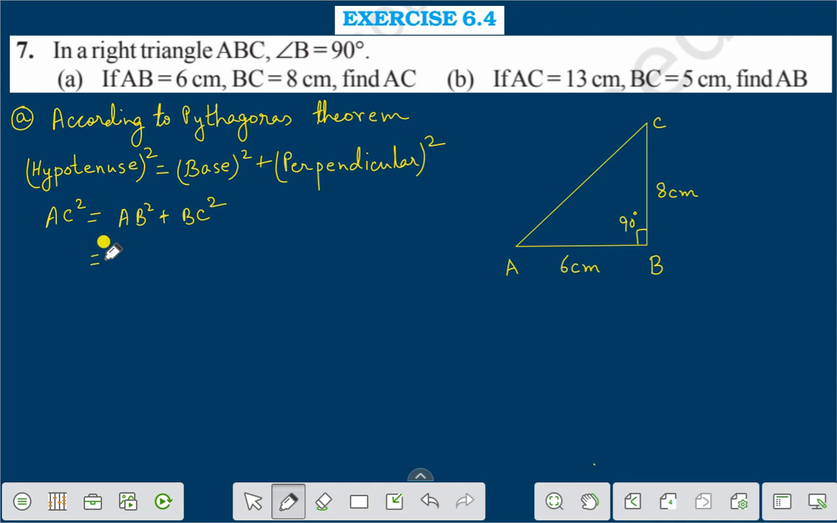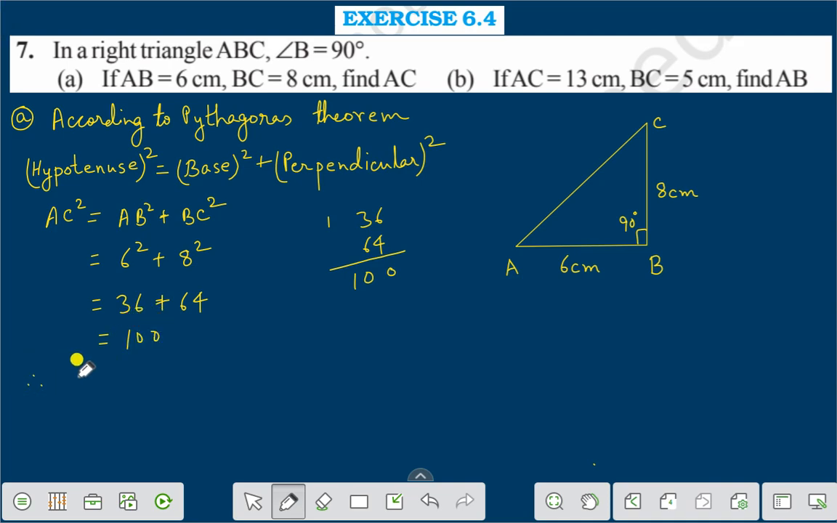We have the value of AB as 6 centimeters, so it is 6 square plus BC, which is 8 square. That means 6 square is 36 and 8 square is 64. We add 36 with 64. We are getting 6 plus 4, 10, carry 1, it is 0. 6 plus 7 plus 3, 10, 100. That is equal to 100.